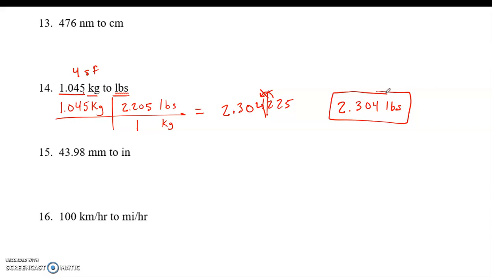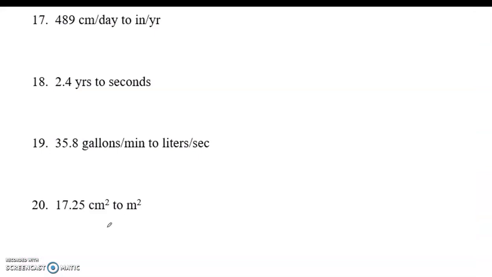That's where I'm going to end this video. I might make a video on some of the harder ones that come up with the fractions and the exponents. But for now, make sure that you can do any of the other problems that are just English to metric or metric to metric. That's what you need to have down for now.